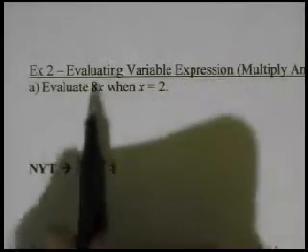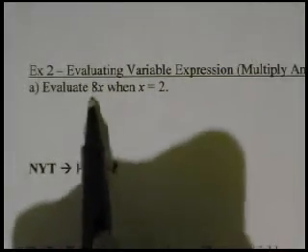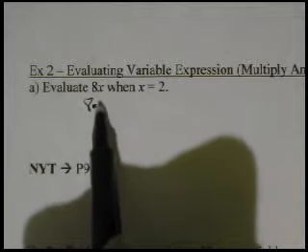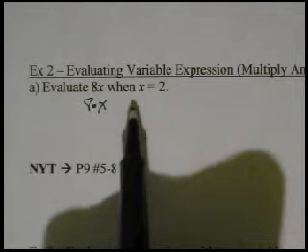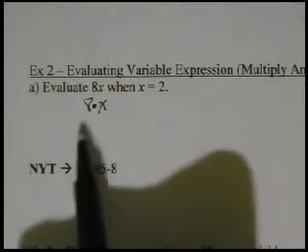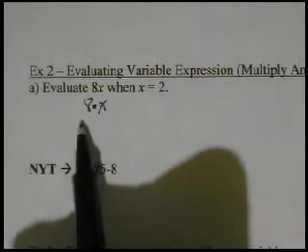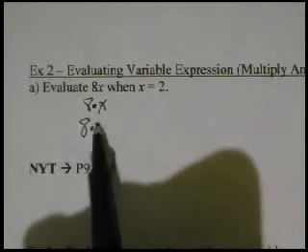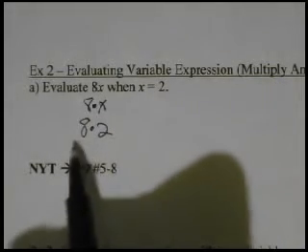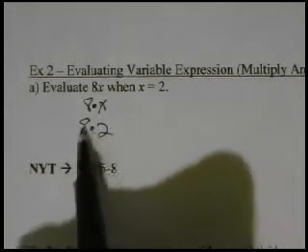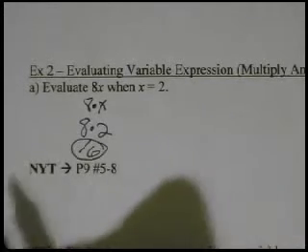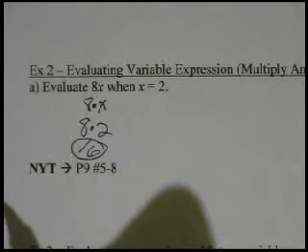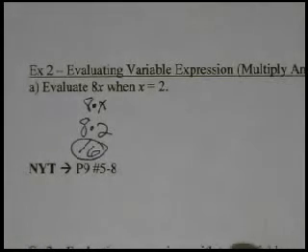Some people think it's a good idea to rewrite it as 8 times x. Now you know what to do. Since x equals 2, instead of 8 times x, it means 8 times 2. Multiply, and you're done. 8 times 2 is 16. Pretty simple.